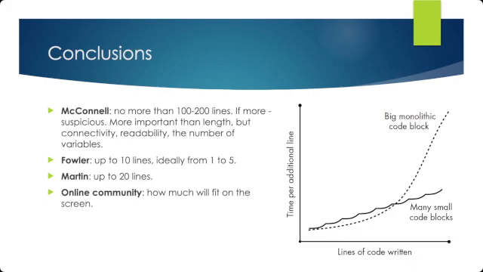The authors of books about refactoring have different opinions. For example, McConnell thinks that no more than 100 or 200 lines. Fowler thinks that up to 10 lines, ideally from 1 to 5. I think it's too much because we will have a lot of very short methods, and I think it's very hard to understand them. Martin thinks up to 20.